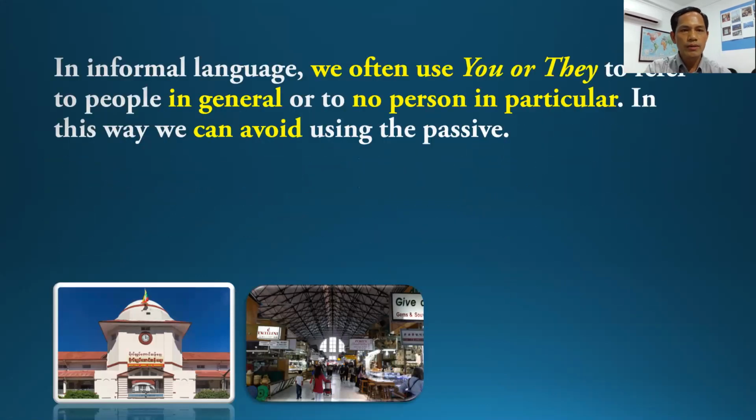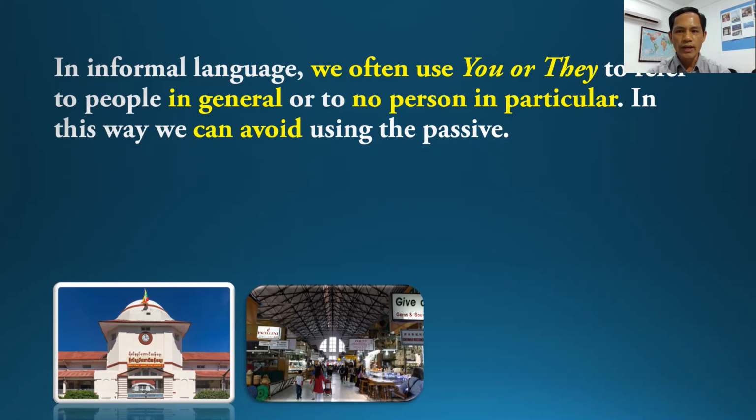Another one we use passive form is in informal writing or informal speaking, informal language. We often use you or they to refer to people in general or to no person in particular. So sometimes, to avoid passive, because when you use passive, it sometimes sounds unnatural, right? So to avoid the passive, usually we use you or they. But in this case, you do not mean I'm talking to you, not like that. You mean everybody, anyone who does that, okay?